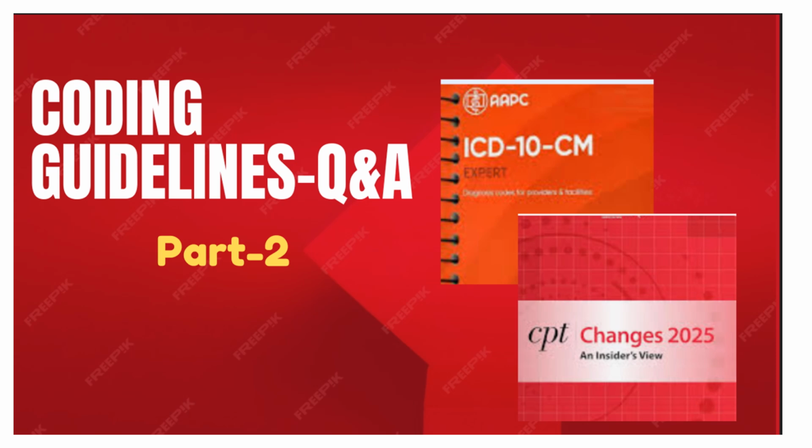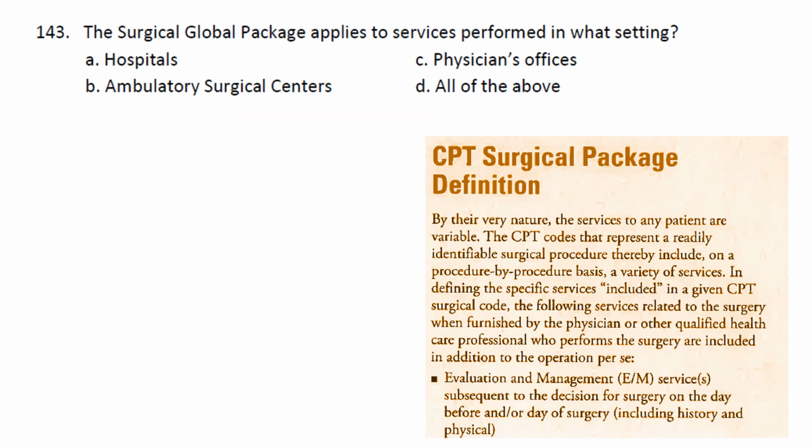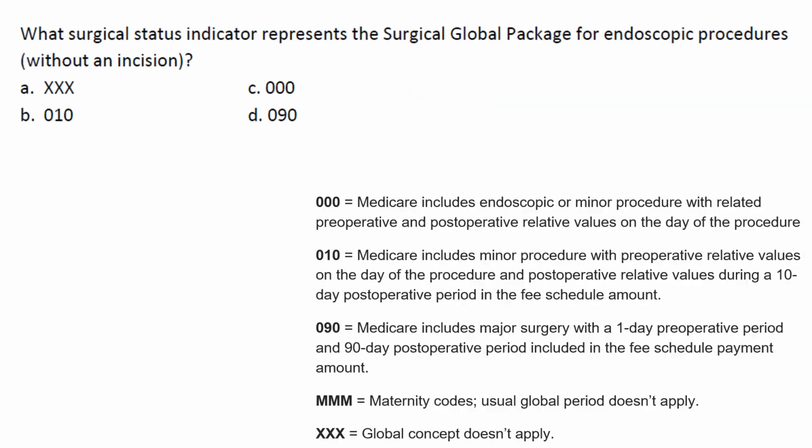We have covered some questions related to coding guidelines in part 1, and let us begin with part 2 of the coding. The surgical global package applies to services performed in what setting? Hospital, ambulatory surgery center, physician's office, and all of the above. The correct answer here is answer D, that you can apply that wherever the surgery is performed.